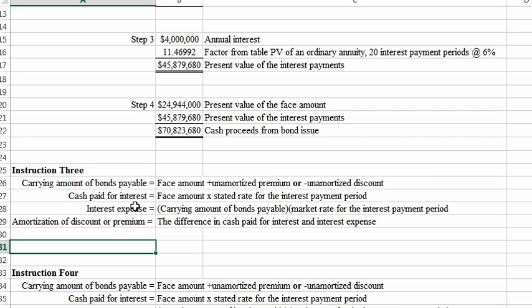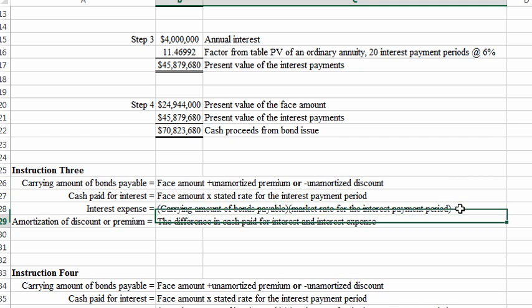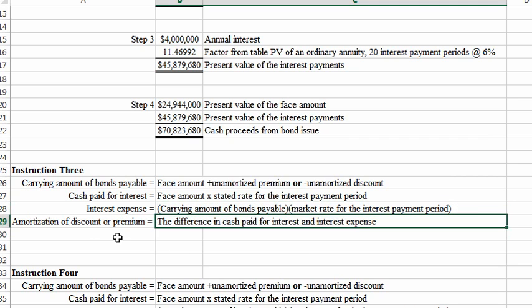Okay, cash paid for interest, which will be our credit to cash, will be the face amount times the stated rate for the interest payment period. In this case, that'd be half the stated rate. Our debit to interest expense will be the carrying amount times the market rate for the interest payment period. And then the amortization of the discount or premium would be the difference in cash paid for interest and interest expense.